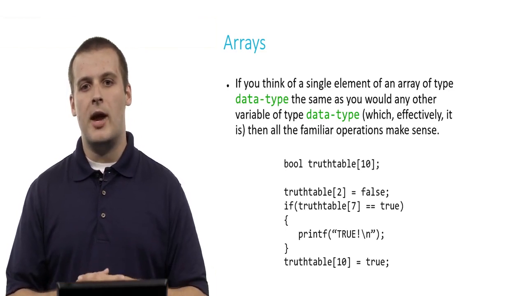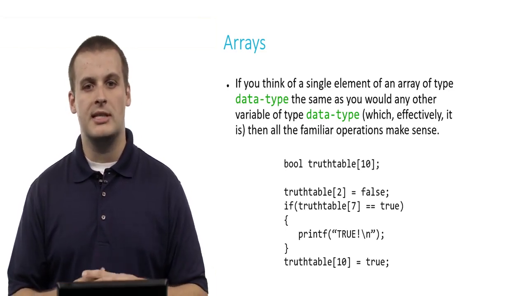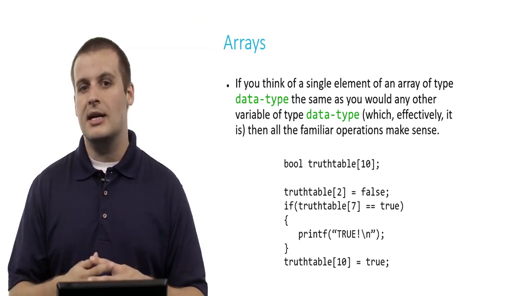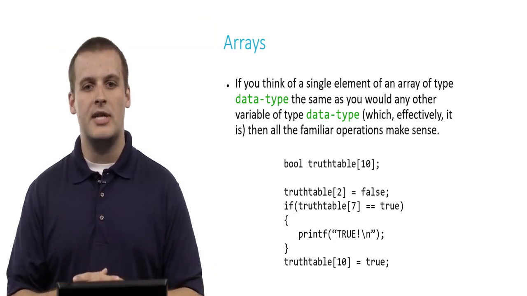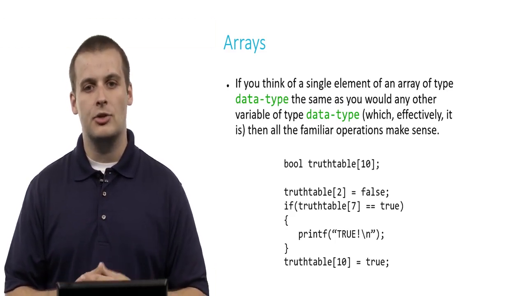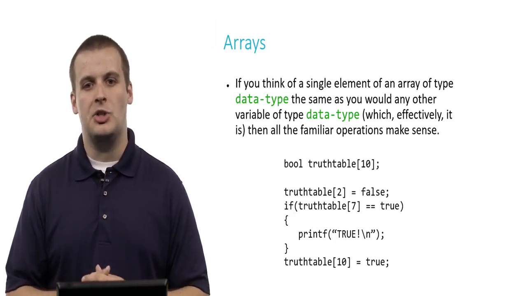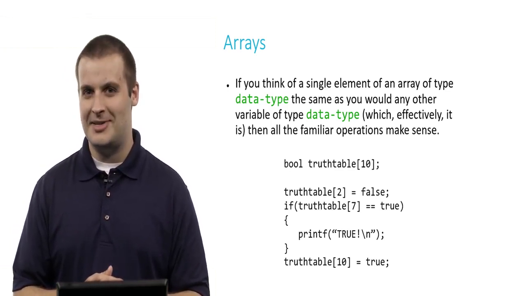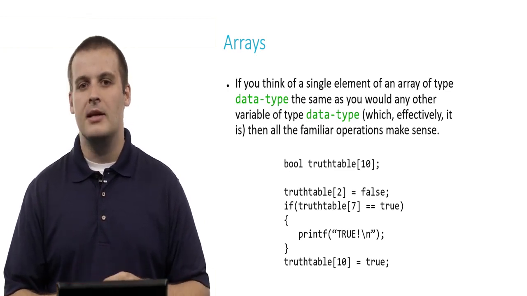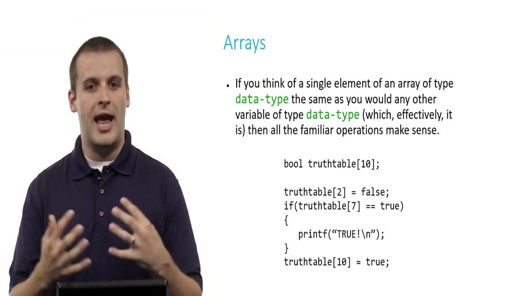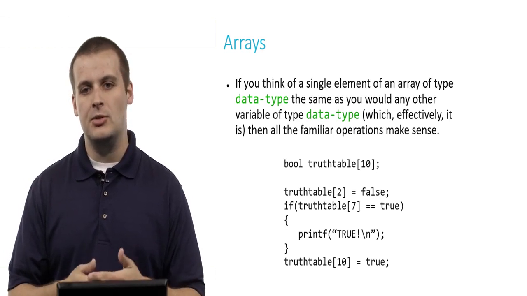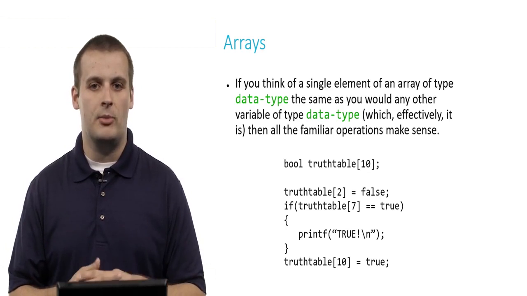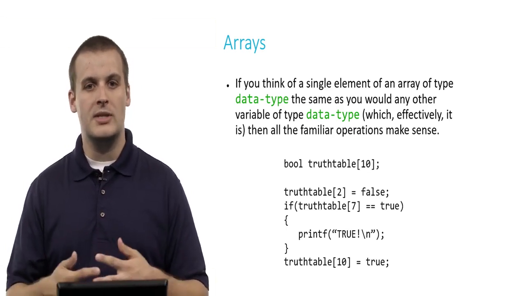So here we could declare an array of booleans called truth table, which consists of room for 10 booleans. And then just like we could assign a value to any other variable of type Boolean, we could say something like truth table[2], which is how we indicate which element of the truth table? The third element of the truth table, because remember, we're counting from 0. So that's how we indicate the third element. truth table[2] = false, just like we could assign any Boolean type variable to be false. We can also use it in conditions.